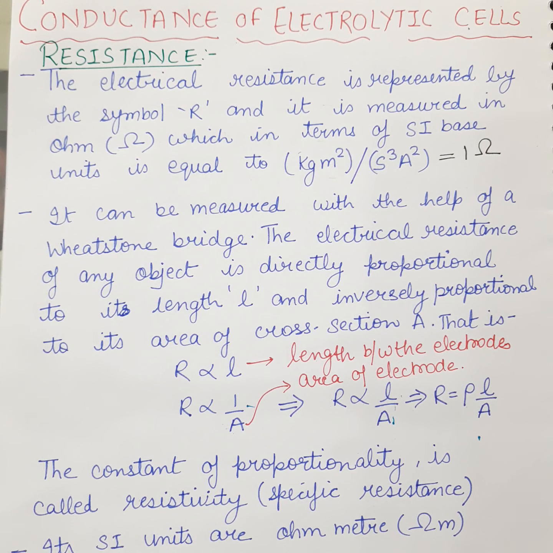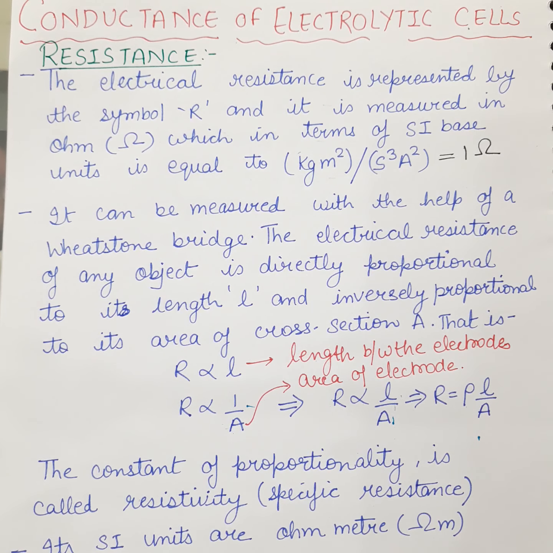In terms of SI base units, it is equal to kilogram meter square divided by second cube ampere square, which is equal to 1 ohm. So the SI unit is 1 ohm. The value is kg m² divided by s³ A², which is equal to 1 ohm.